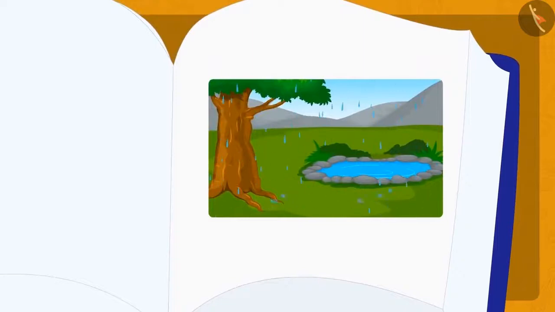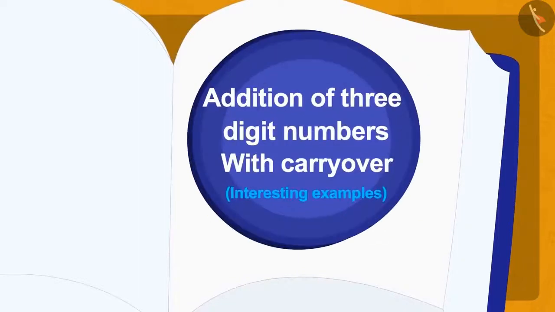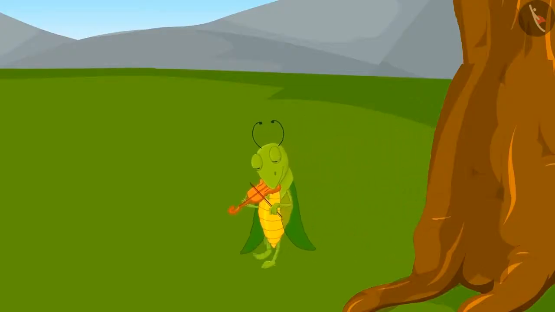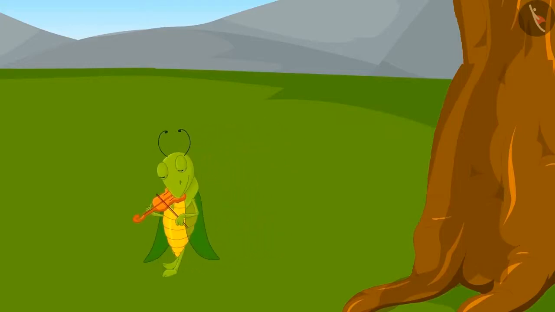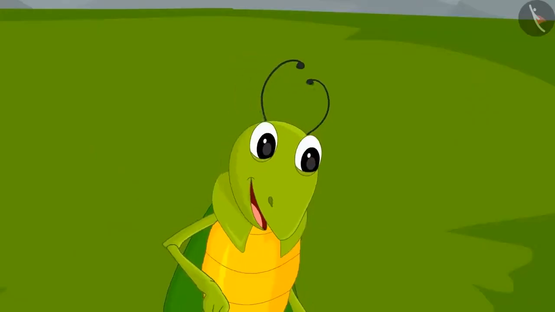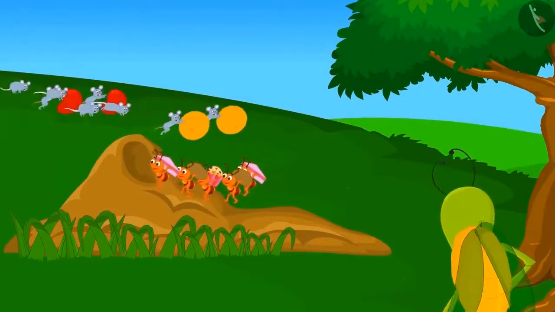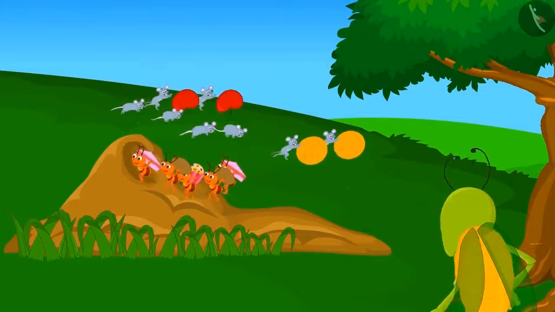Children, do you like the rainy season? Come, let us listen to a story of the rainy season in this lesson and see some interesting examples of addition of 3-digit numbers. One day, Tinku the grasshopper was walking around playing the violin. Suddenly, he saw a herd of ants and mice.